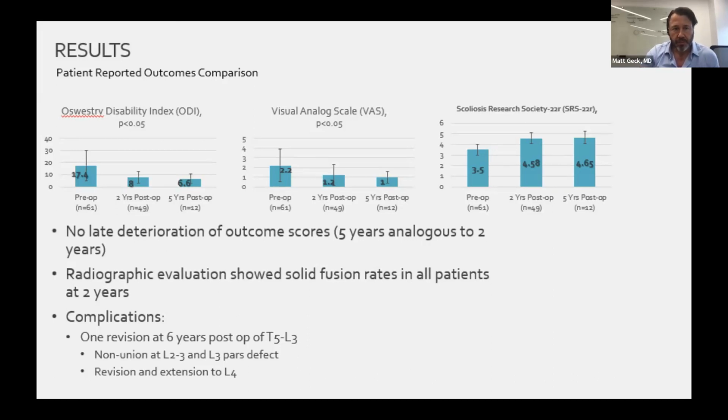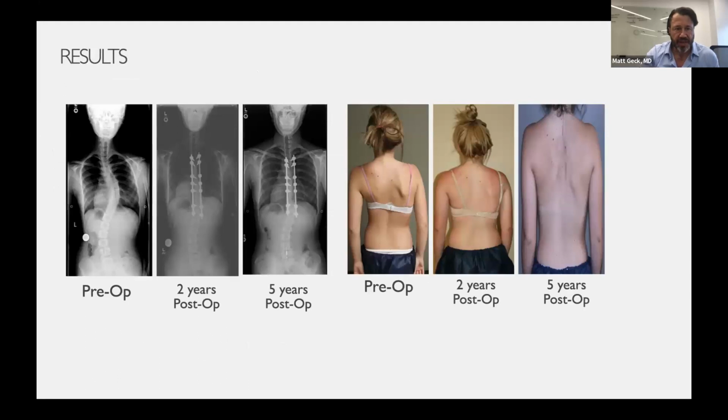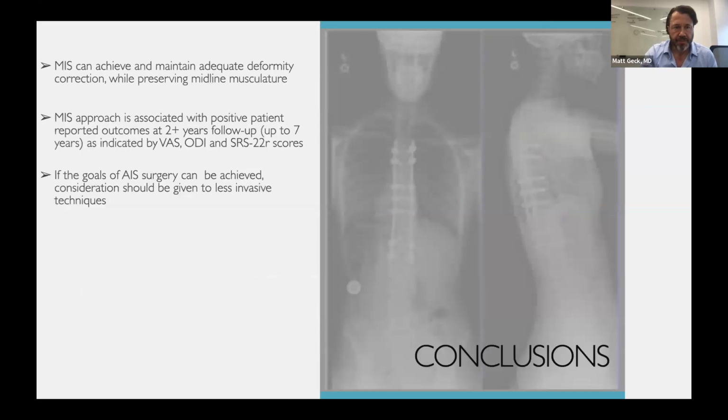So this was pretty good. These are some examples. You see the three small incisions, and you see, I think, good deformity correction, consistent with what you would see open. So this was our original two- and five-year group, and we thought we were happy with these preliminary results in terms of outcomes and complications.